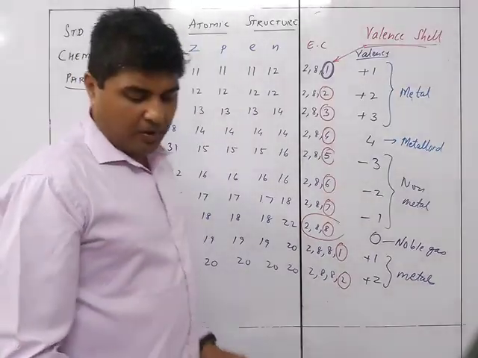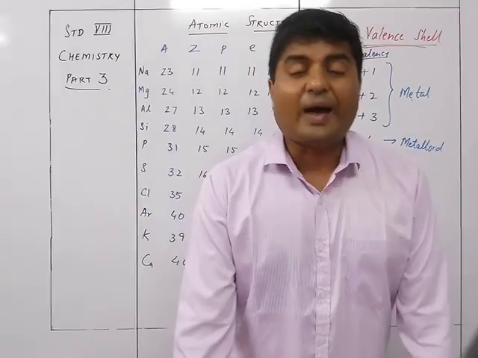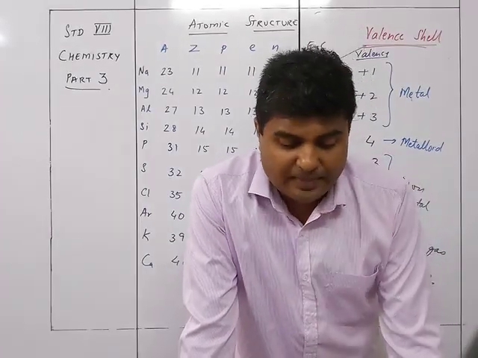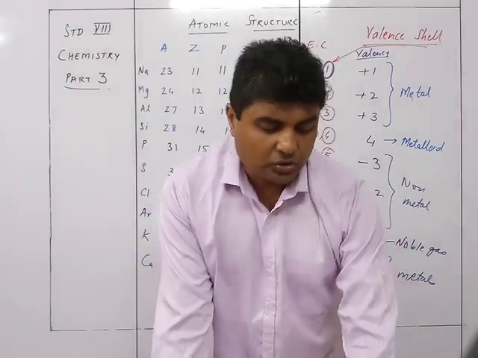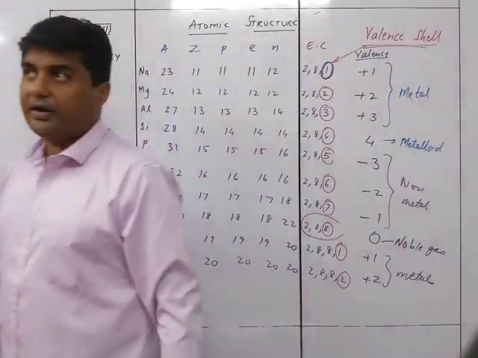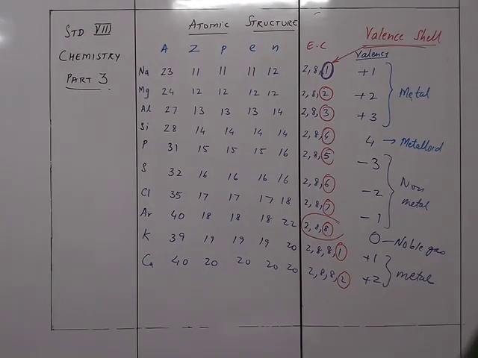So this is about the valency and the type of element of the first 20 elements of the periodic table. Okay, so that is about the periodic table, the first 20 elements. I'll stop over here for this video. It's already taken too long, but I'll continue in the next video.